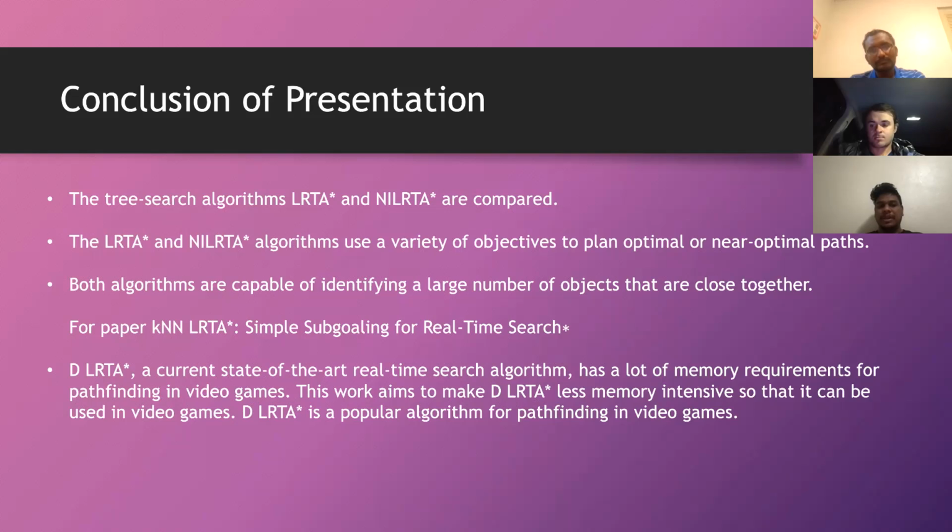the DLRTS star, a current state-of-the-art real-time search algorithm, actually has a lot of memory requirements for pathfinding in video games. They have introduced a new algorithm, that is KNN LRTS star, modifying the LRTS star, which is actually a popular algorithm in the pathfinding of video games.